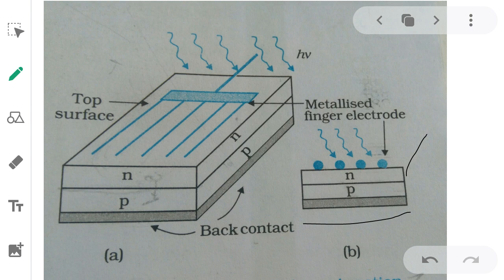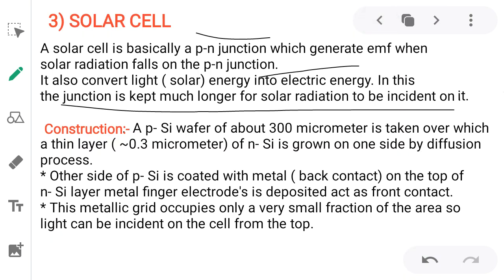Because if the thickness is small, then the incident radiation can easily reach the depletion region. Thickness is small, so the sun's radiation or solar light easily passes through the N-type layer and there is a possibility of reaching the depletion region. For that reason, they reduce the thickness of the N-type silicon.